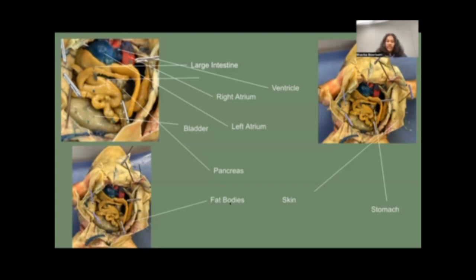Fat bodies, which are right here, are masses of fat in the body cavities of frogs. They're needed for hibernating and mating as they provide nutrition and insulation to the frog. The skin helps the frog breathe underwater as well as adapt to land. And they also have a stomach, which is part of the digestive system, as it digests food and mixes the enzymes to help the frog break down and digest food.